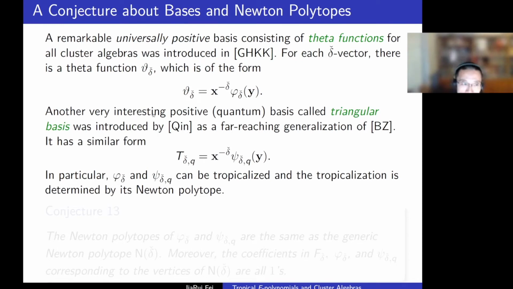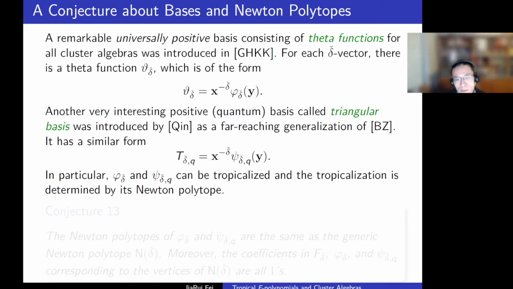Well, another very interesting positive, actually quantum, basis is called the triangular basis, introduced by Qin as a far-reaching generalization of Berenstein-Zelevinsky's triangular basis. It has a similar form: x to the power of some delta vector times something like an F-polynomial. I need to point out that in general, the theta basis need not be a polynomial. This part can be a series. But for the time being, let's assume this is a polynomial. And they are all universally positive, so they can be tropicalized.